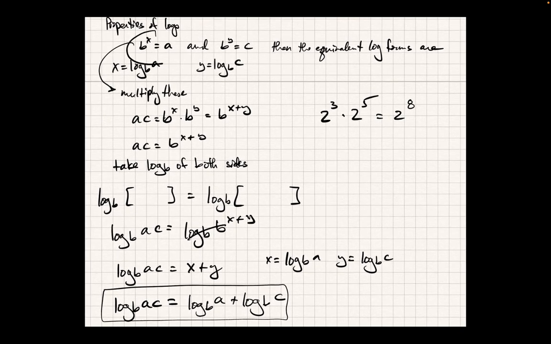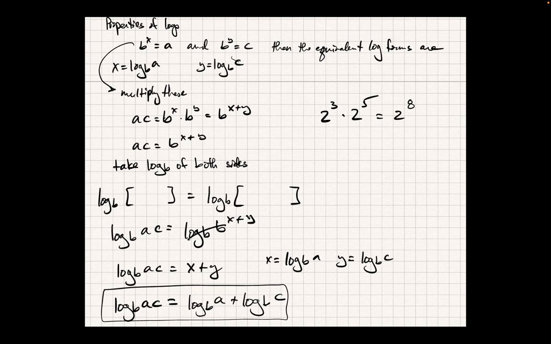I had some exponent equals some answer A, and I had another exponent equals answer B, but they had the same base. So I can rewrite this using the definition of log. I rewrote the first one as this, rewrote the second one as this. I multiplied them together because I wanted to get the benefit of the multiplication turning into addition here.